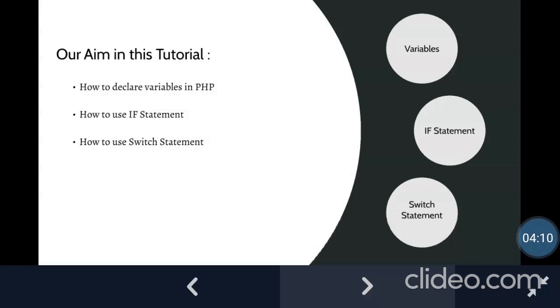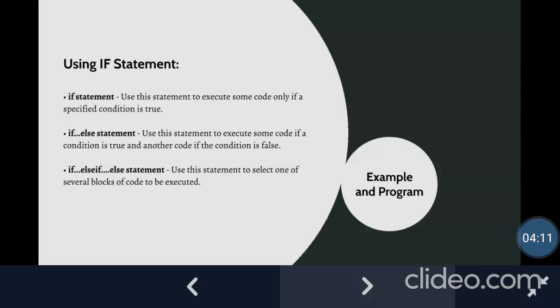Next, what we are going to see is the if statement. There are three categories of if statement. The first one is simple if statement. It is used to execute some code if particular condition is true. The second one is if else statement. It is used to execute code if a condition is true and if the condition is false, it executes some other code. The third one is else if statement. It is used to select a block of code depending upon particular condition.